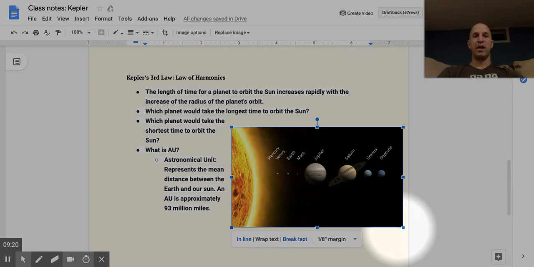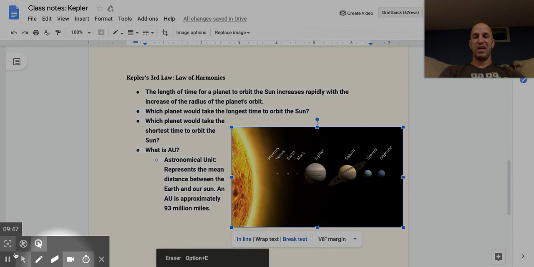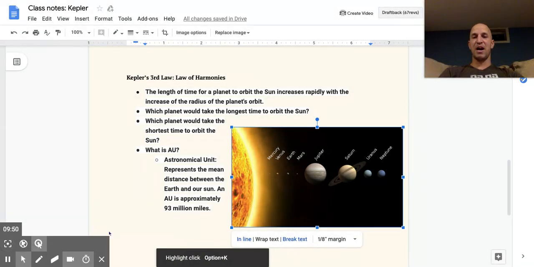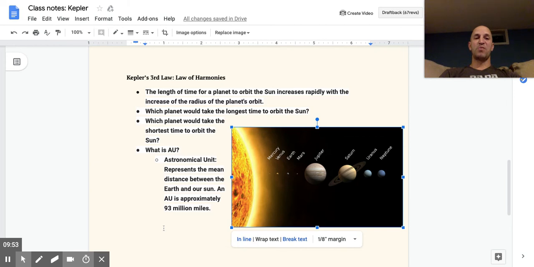orbit the sun? Again, the length of time for a planet to orbit the sun increases rapidly with the increase of the radius of the planet's orbit. So if we go out here, whichever planet is the furthest away, Neptune is most likely going to have the longest orbit because its orbit is the furthest away from the sun. All right, which planet would take the shortest time to orbit the sun? Closest to the sun would be Mercury. So the law of harmonies, not that hard. It's pretty much telling you the further away the orbit, the longer it takes the planet to orbit the sun.